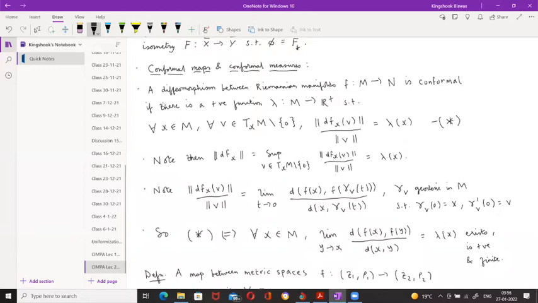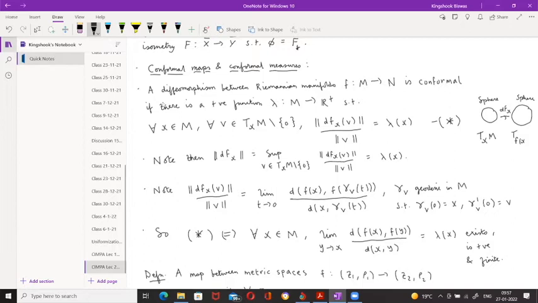So another way to see this: if I take v to be a unit vector, then the norm of df_x v is constant, equal to lambda of x. In other words, the unit sphere in the tangent space T_x M maps under df_x to a sphere in the tangent space T_f(x) N.